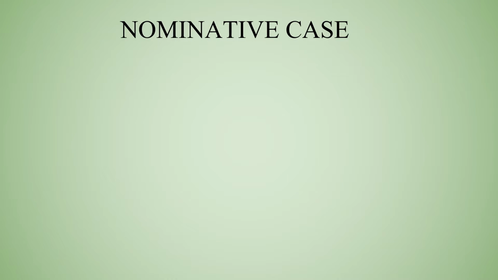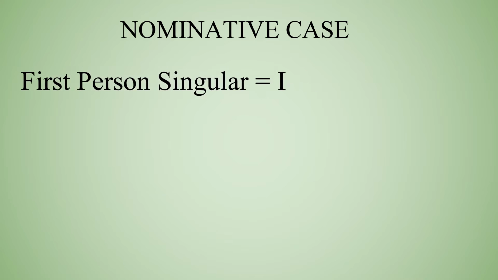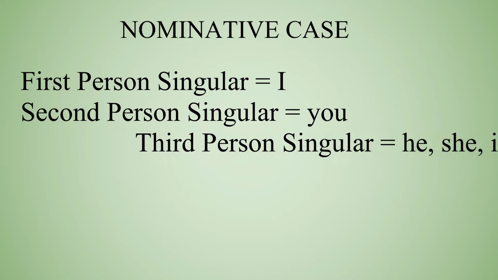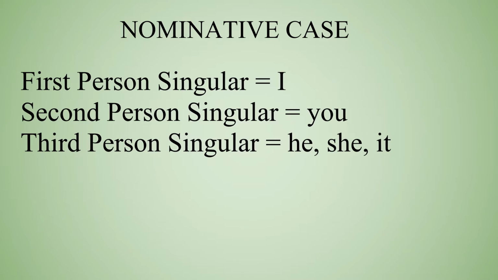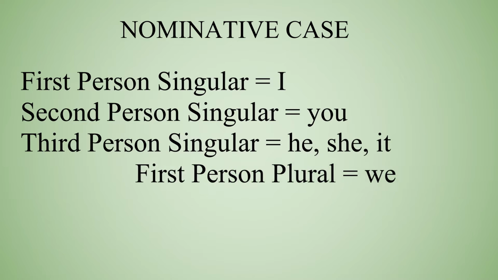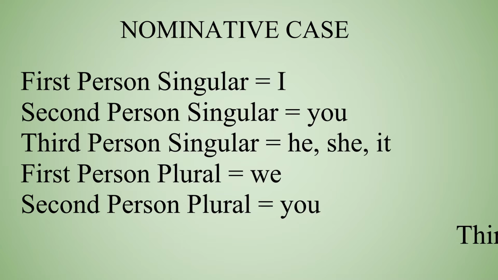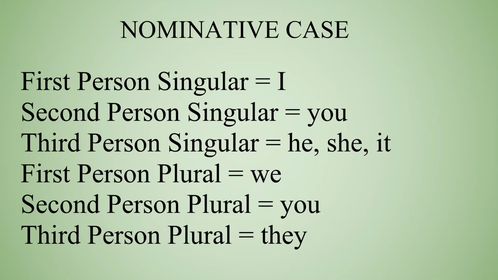In a nominative case pronoun, you have your singular pronouns, I, you, he, she, and it, for first, second, and third person, and your plural pronouns, we, you, and they, for first, second, and third person.